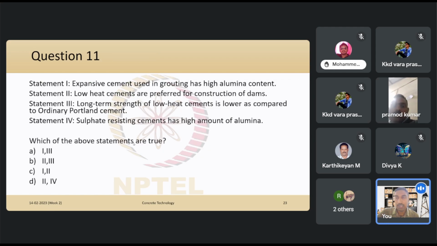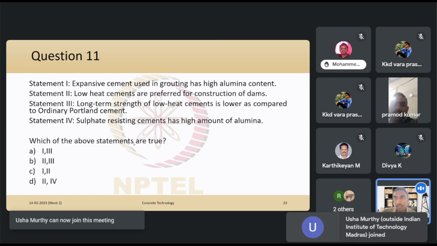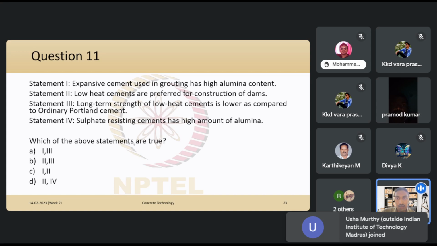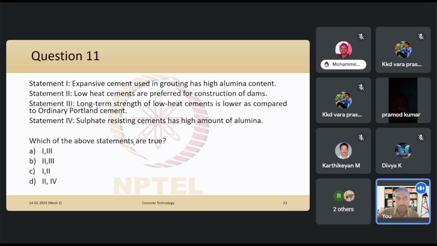Okay, so question number 11. We have four statements here. First statement: expansive cement used in grouting has high alumina content. Statement 2: low heat cements are preferred for construction of dams. Statement 3: the long-term strength of low heat cements is lower as compared to ordinary Portland cement. Statement 4: sulfate resisting cements has high amount of alumina. We need to find out which of these statements are true.